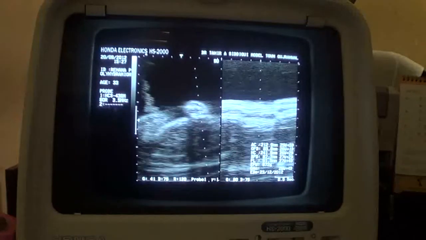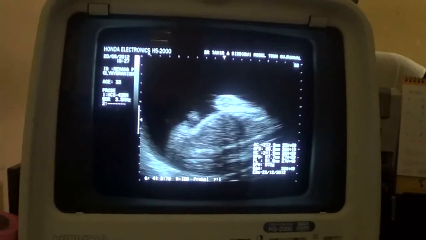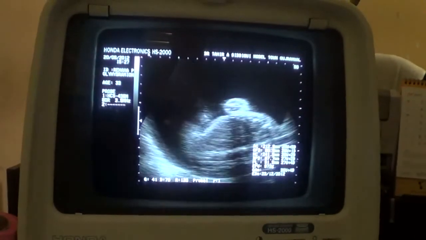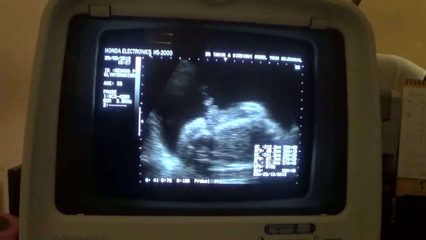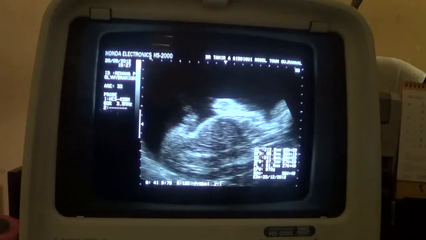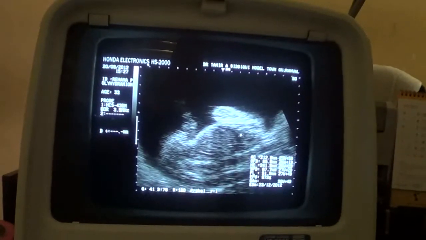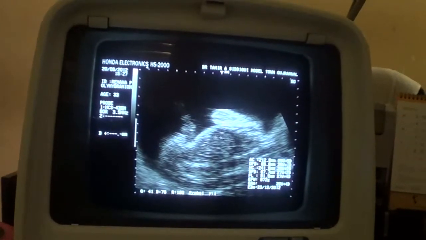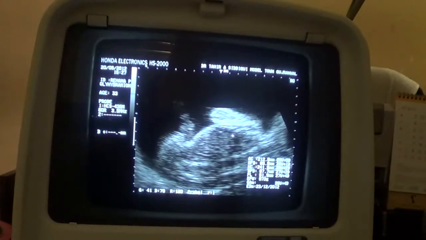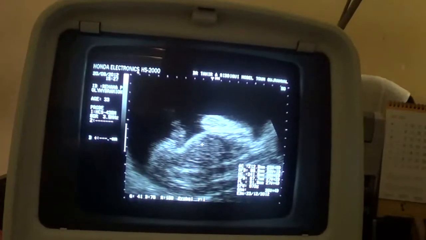So this is intrauterine fetal demise. You see that the abdominal structures are not that clearly visualized. This is the chest, this is the diaphragm, this is the liver. This is the diaphragm, this is the chest, and this is the liver.